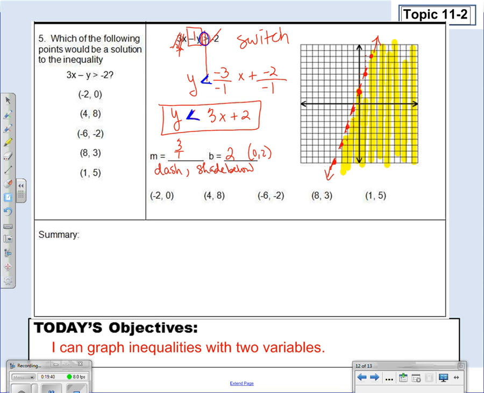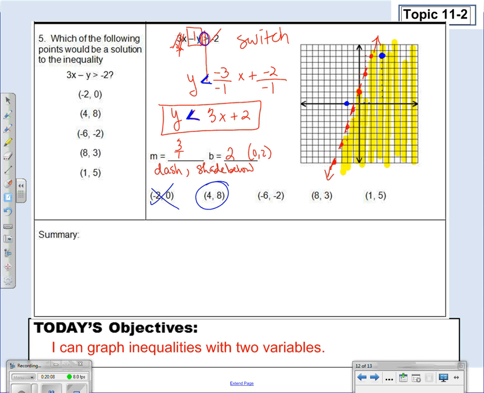So we'll start with -2, 0. Our x is -2, our y is 0. Our point, notice it is outside the shaded area. It is not a solution. 4, 8. We'll go 4 to the right, 1, 2, 3, 4, and 8 up, 1, 2, 3, 4, 5, 6, 7, 8. And notice this point is in the shaded area, therefore it is a solution.